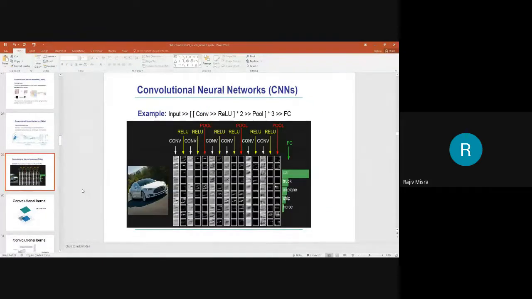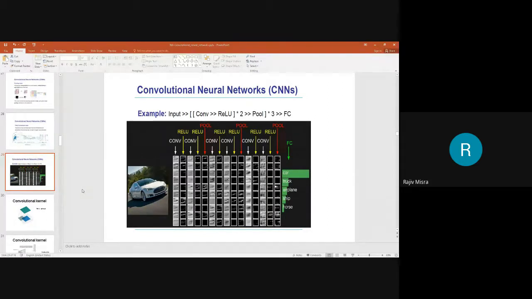Okay, so let us see in this example of a convolutional neural network, wherein the input is an image of a car, and it has to classify whether this image is a truck, airplane, ship, or a horse. So that is a 5-class classifier, using this convolutional neural network.